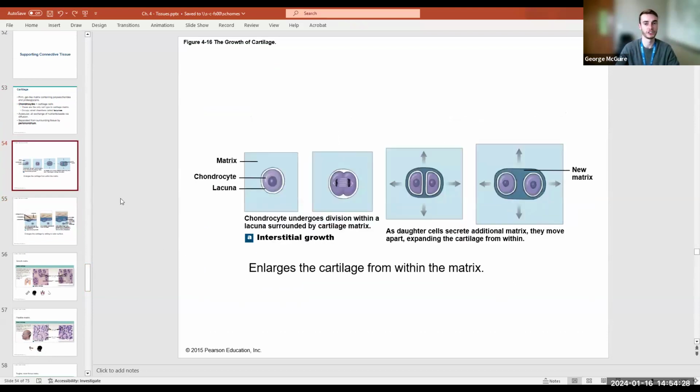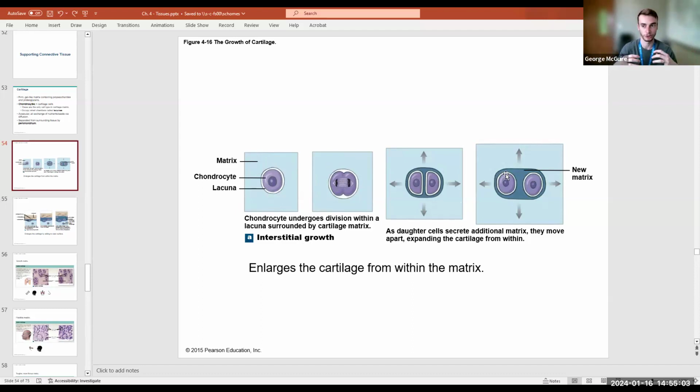Interstitial versus appositional. If you break it down quite simply, interstitial, meaning within or between, is growing the cartilage from within the cartilage. So we have our chondrocyte within its lacuna shell. It will replicate within that lacuna, within that matrix, expanding and depositing more of the matrix, and then they will continue that. And so the cartilage is growing from within what was the cartilage to begin with. It will start to fill up the surrounding matrix from within.